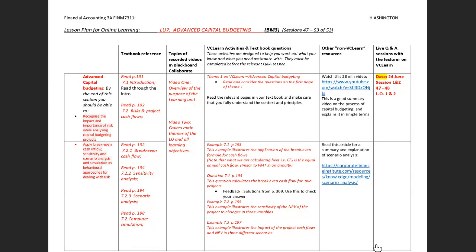Then this last little section here on page 198, computer simulation, is just a small discussion, because obviously all of these things that we're doing here, we're looking at manual examples, but in big companies, there are computer simulation programs that are specially written that you can input values into all of these variables, and then the computer crunches all the numbers and gives you these simulations for what could possibly happen.